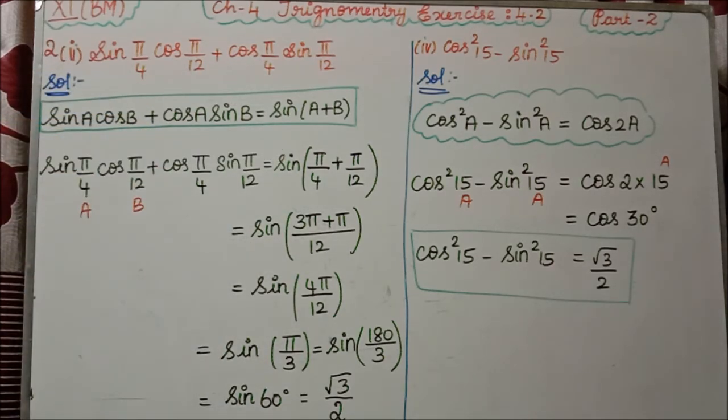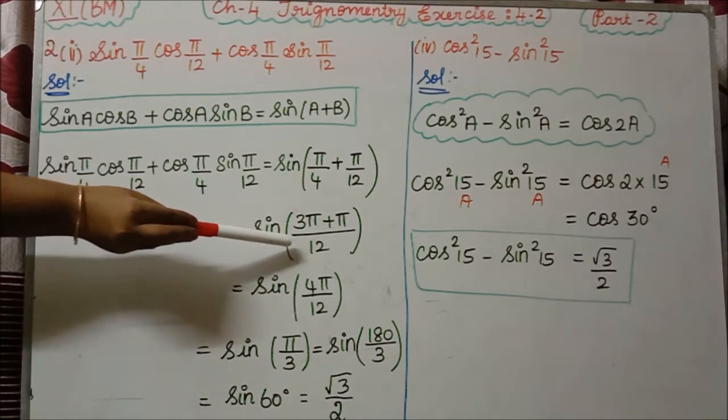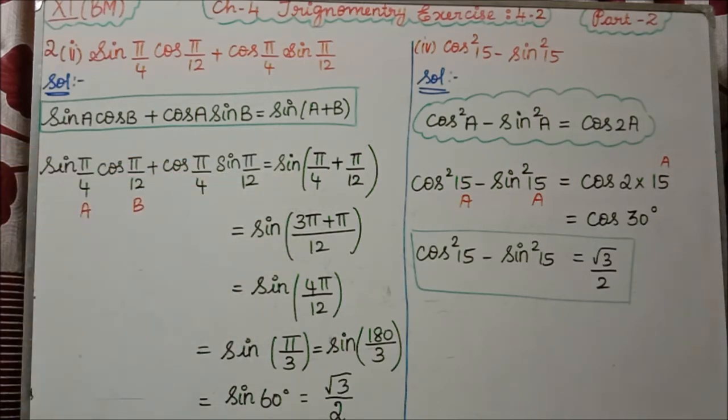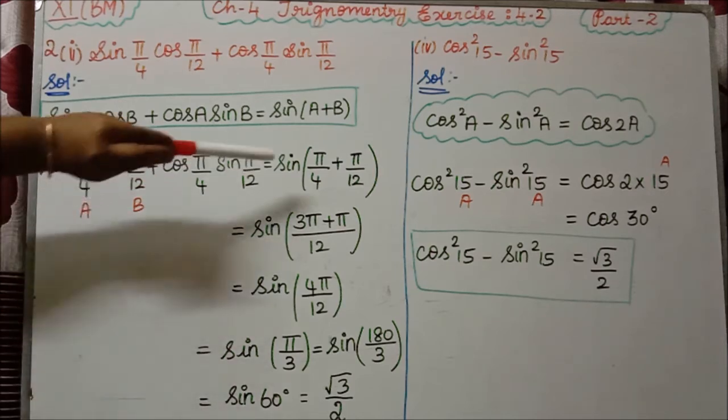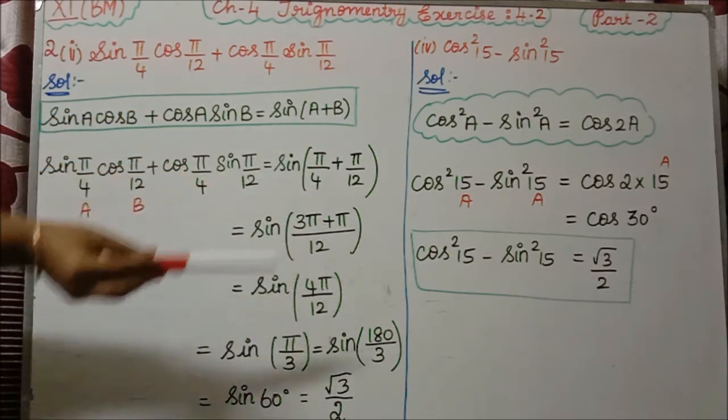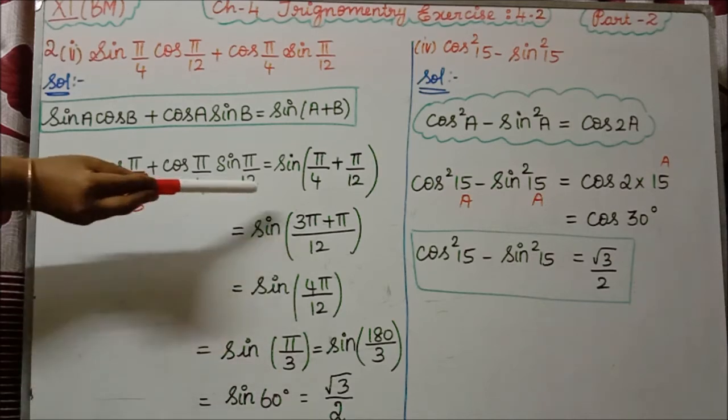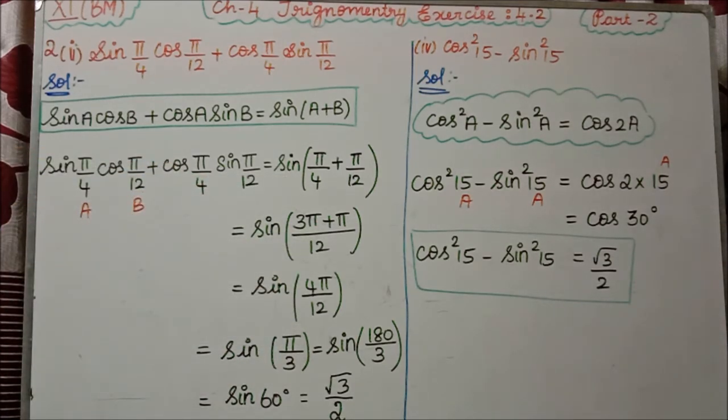The next step, we are taking the LCM of 4 and 12. We will get 12 as the answer, isn't it? So the denominator is 12. To get 12 here, we multiply numerator and denominator by 3. So if we multiply by 3, we get 3 pi plus pi by 12. 3 pi plus pi is 4 pi by 12. Afterwards, if you cancel 4 by 12, you will get 1 by 3. 4 times 3 is 12, so pi by 3 we have got.